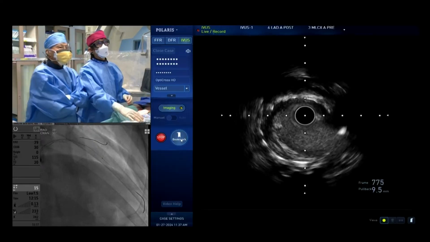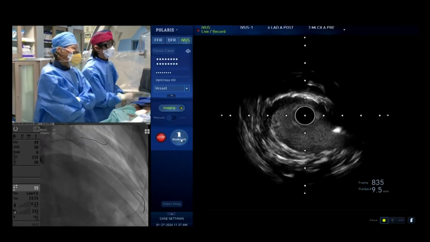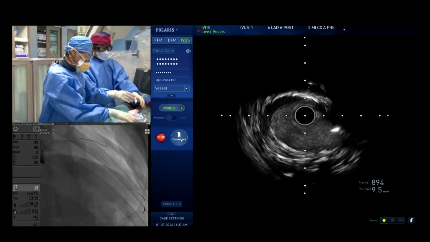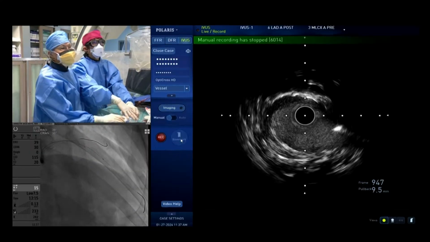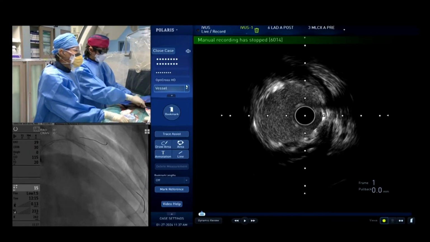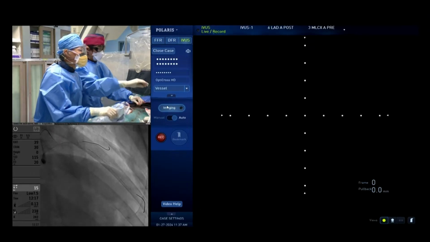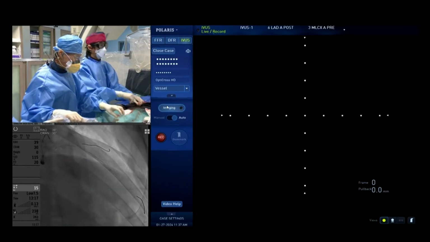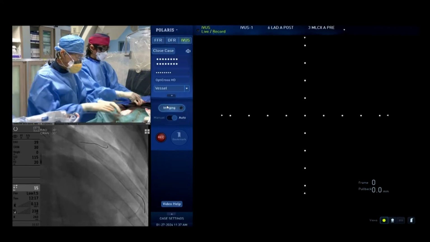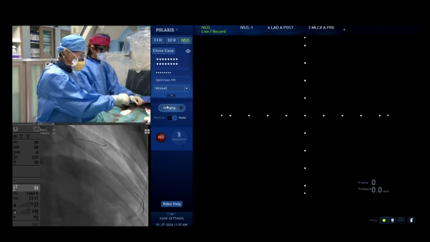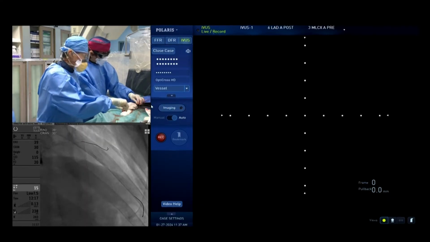So I think I see the wire at 4 o'clock. Yeah, it looks okay. With IVUS, it's really great help for low contrast PCI. So I think you described also your concerns about the guide and interactions with the left main stent. Could you talk a bit more about that? What are you worried about?